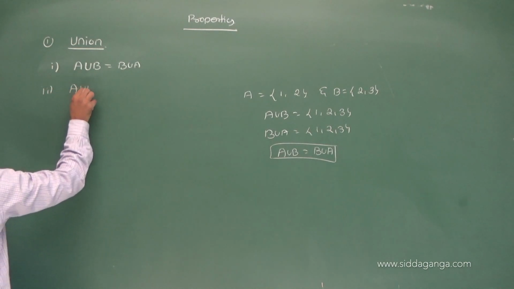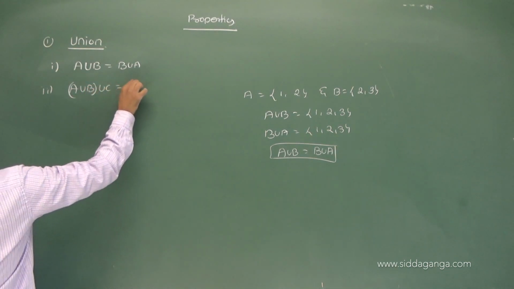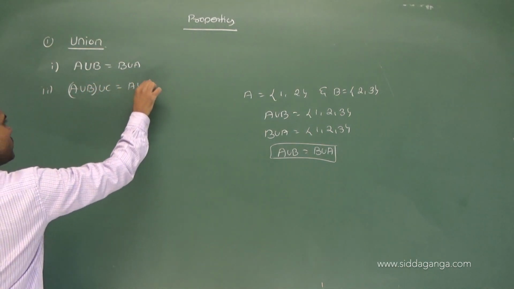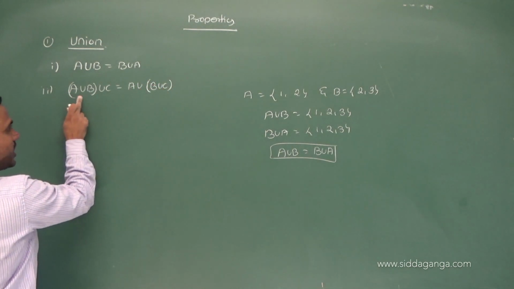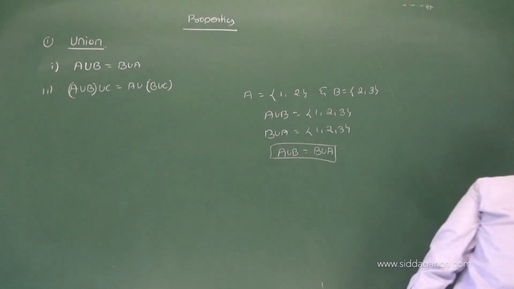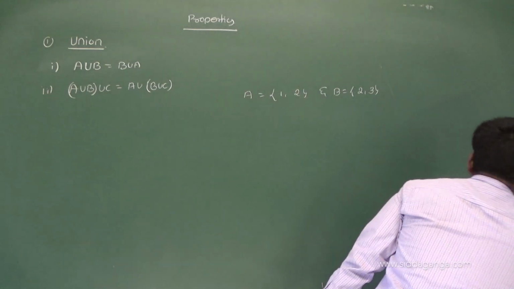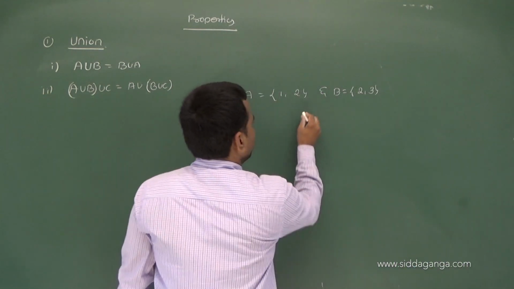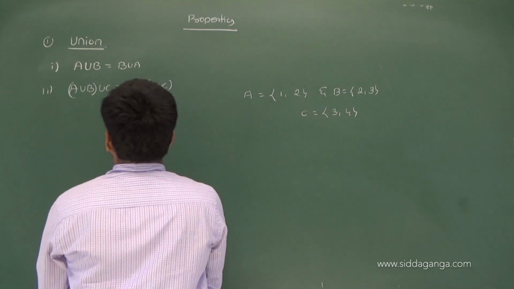(A ∪ B) ∪ C is always equal to A ∪ (B ∪ C). Observe here we tag A and B, and here we tag B and C. For that we take one more example. So observe here, A is {1, 2}, B is {2, 3} and C is {3, 4}.